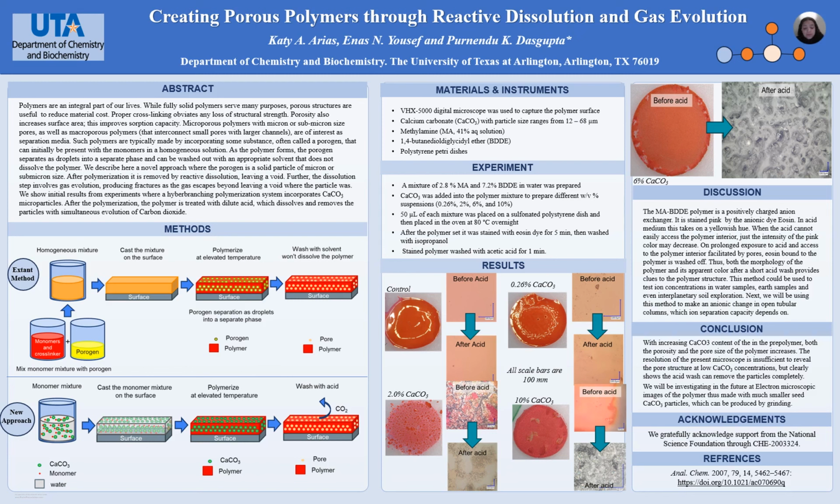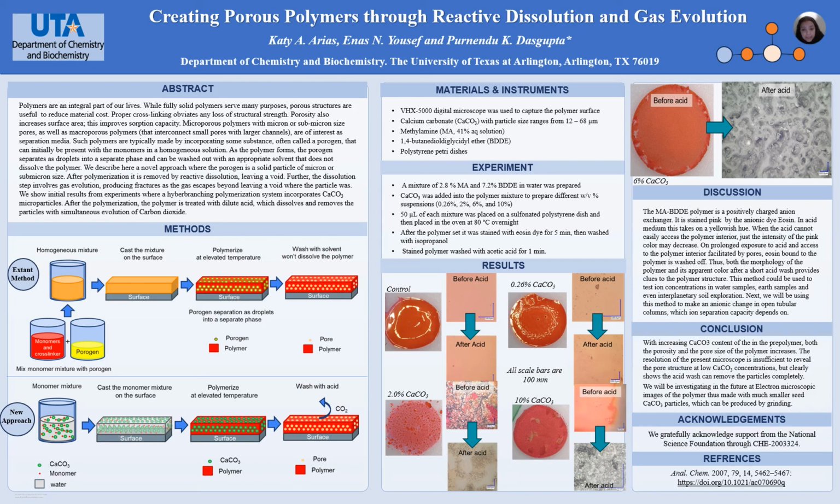We show initial results from experiments where a hyperbranching polymerization system incorporates calcium carbonate particles. After polymerization, the polymer is treated with dilute acid, which dissolves and removes the particles with simultaneous evolution of carbon dioxide. So what did we do? What did we use? We used a 5000 VHX digital microscope, calcium carbonate, methylamine, BDDE, and polystyrene petri dishes.